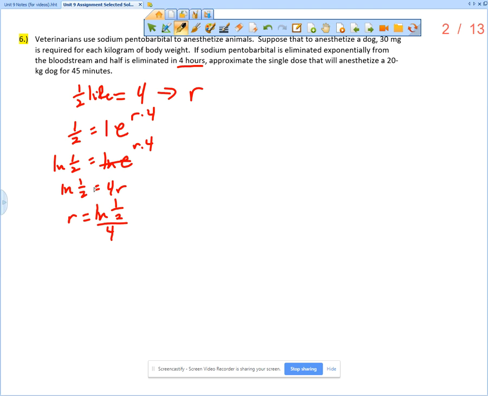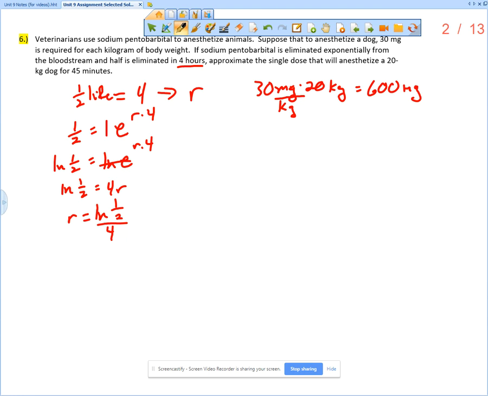Now, if a dog is to be anesthetized, 30 milligrams is required for each kilogram of body weight. So 30 milligrams per kilogram times a 20 kilogram dog is 30 times 20, which is 600 milligrams of the drug. But if you give less than 600, it will not anesthetize the dog, so you need to give more.